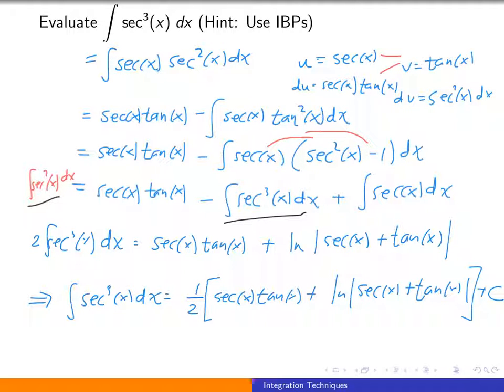From an overall big picture perspective, the antiderivative we started with was secant cubed, so an odd power of secant with no tangent present. So the technique that typically will apply in this situation is integration by parts.